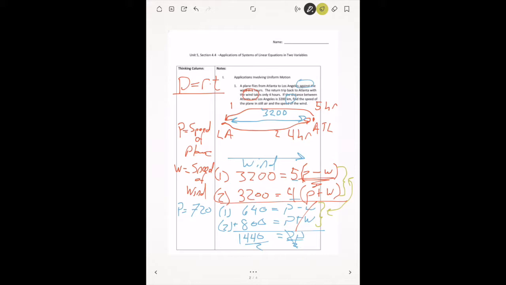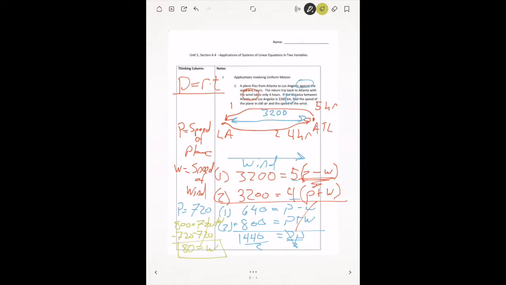So I'm going to plug p into, I don't know, maybe this one right here, number 2. That seems a lot easier to work with. So let's see what happens there. If I plug p in, I get 800 equals 720 plus w. Sorry, I'm running out of room. So if I subtract 720 from both sides, I end up with 80 equals w. And that should work. So the speed of the wind is 80 kilometers per hour.